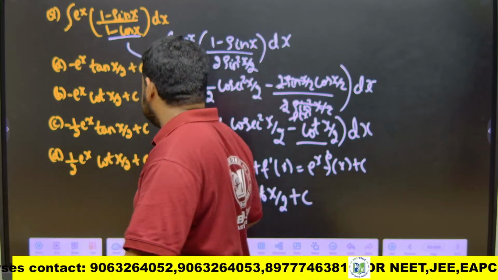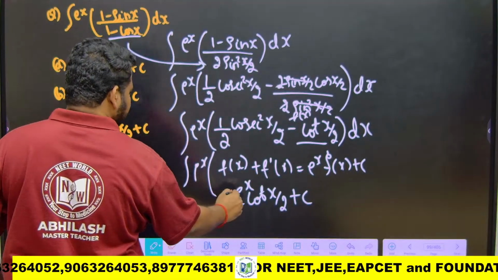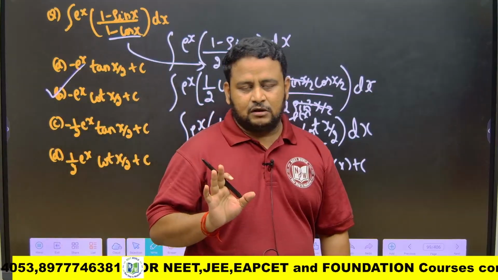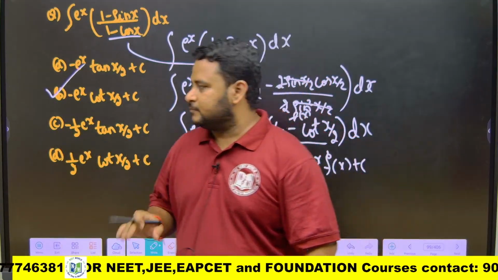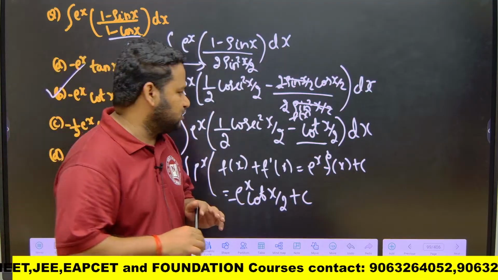So, what is the answer here? The answer will be e power x minus e power x cot x by 2, that is option B. Option B is the right answer, friends. Clear? I hope it is clear. Let us move to the next question, friends.